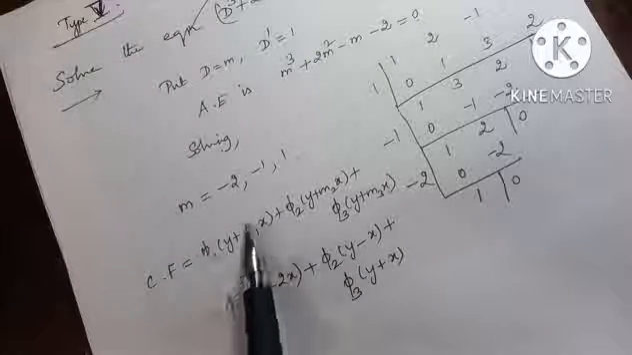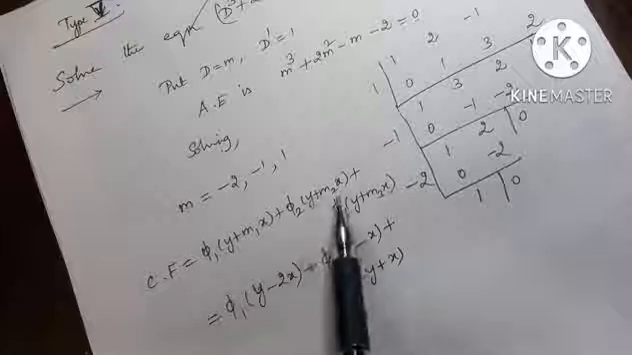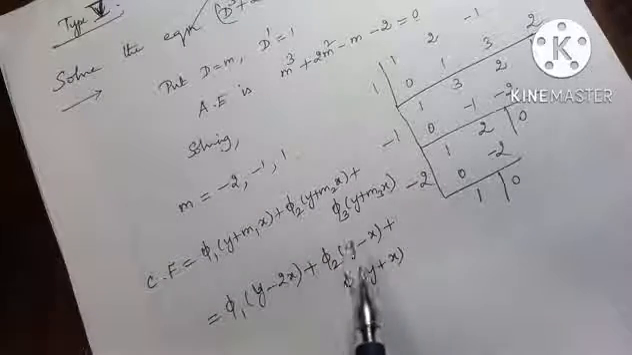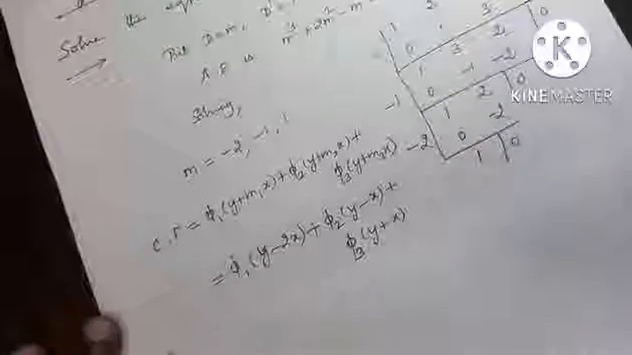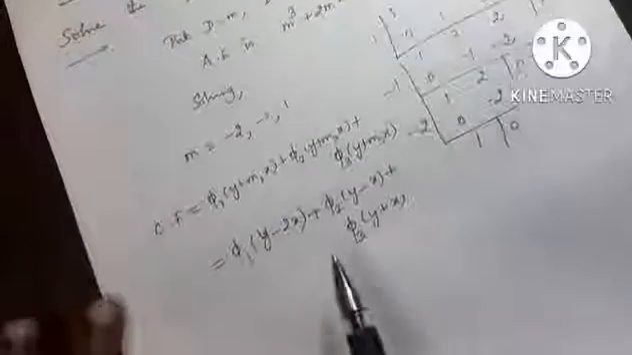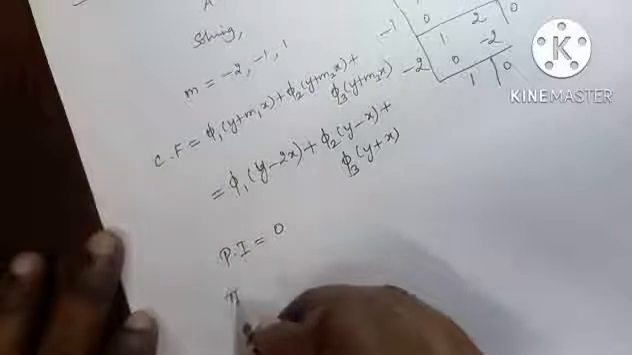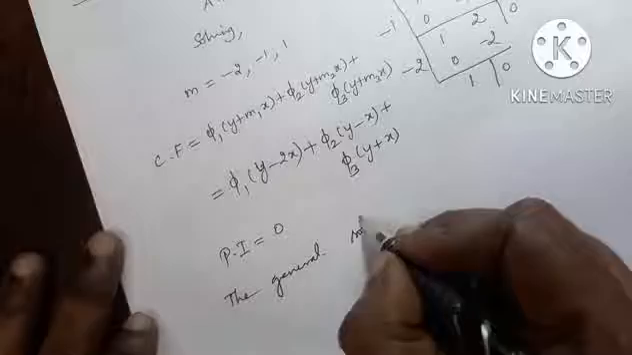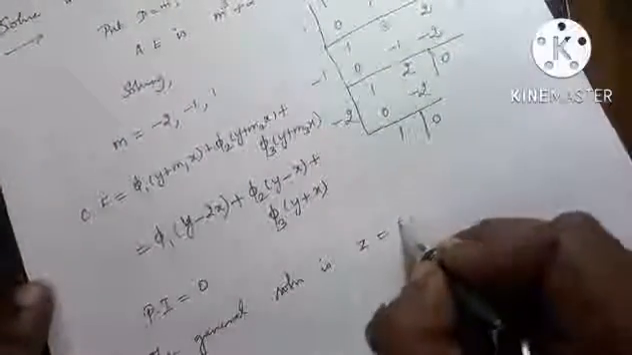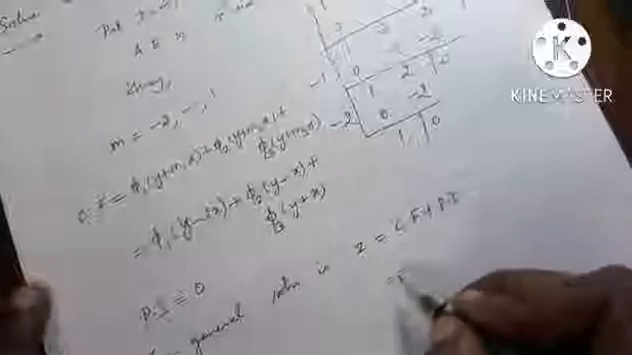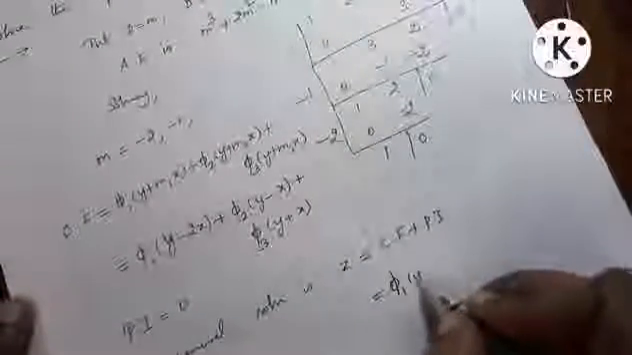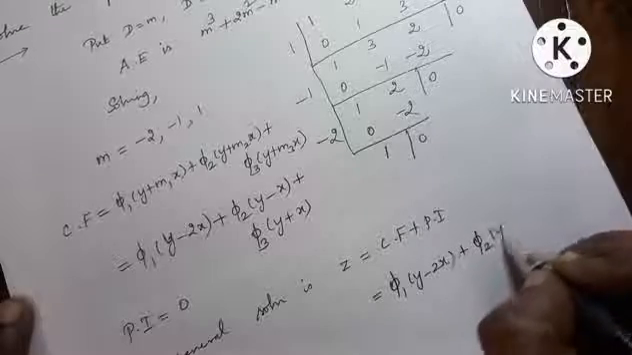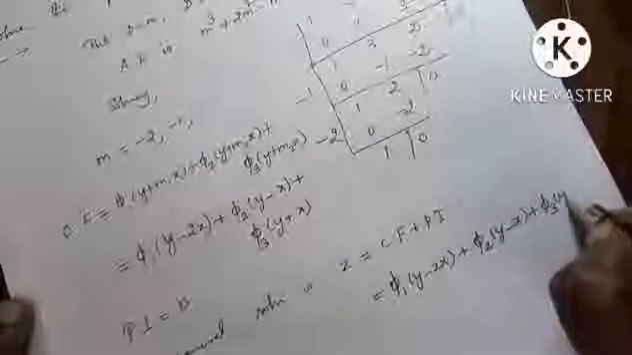You can write phi 1 of y plus x, phi 2 of y minus x, phi 3 of y minus 2x. If you want, you can change. This is the complementary function. All the three roots are distinct, and hence this is the complementary function CF. On the right hand side there is no function, so there is no particular integral. The general solution is z is equal to CF plus PI. There is no PI, CF alone: phi 1 of y minus 2x, phi 2 of y minus x, phi 3 of y plus x. This is the general solution.